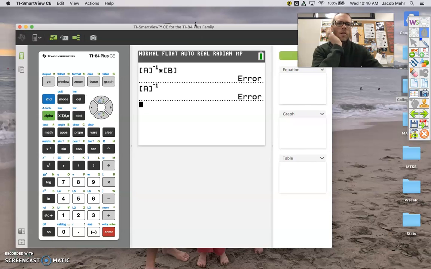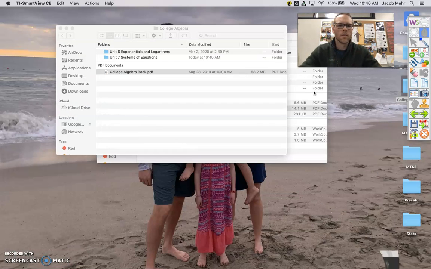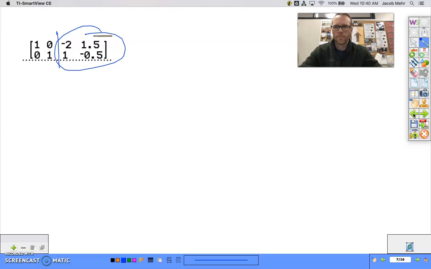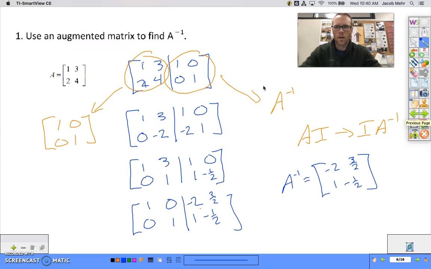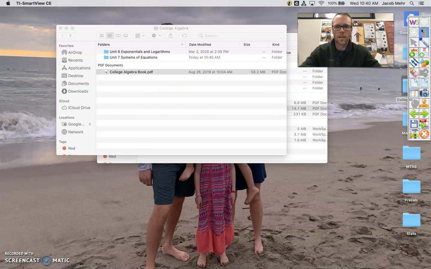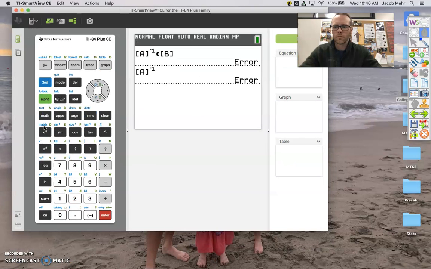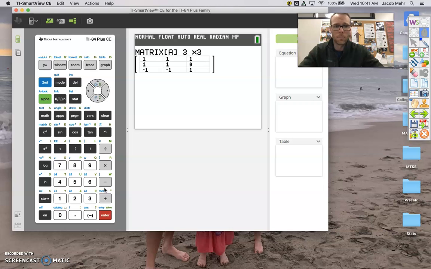Well, what else could I try? Well, we could go back and try the method that we used before, where we used our augmented matrix to find it. So let's see if we can set that up. All right, so I just noticed I'm down to 50 seconds here on this video, so I have to ramp up my ponderings. All right, so what I'm going to do is change this matrix from a 3 by 3 to a 3 by 6.